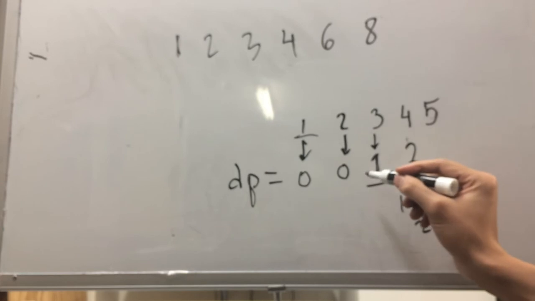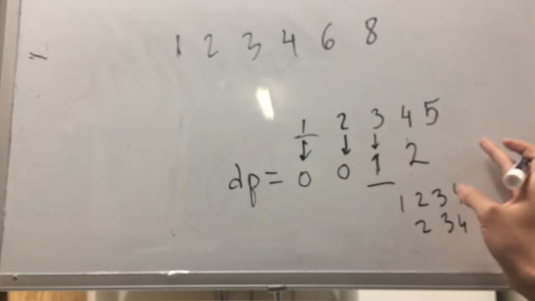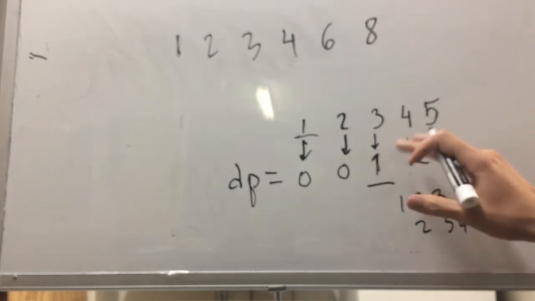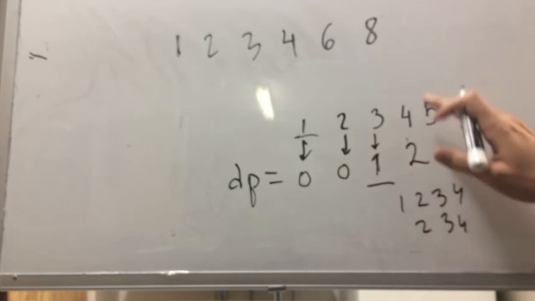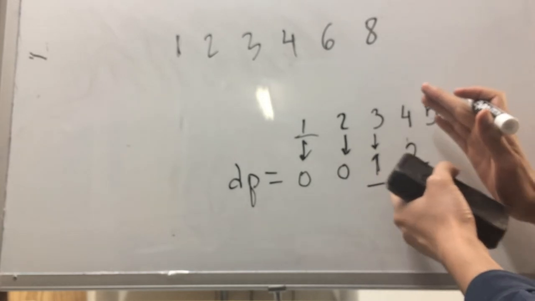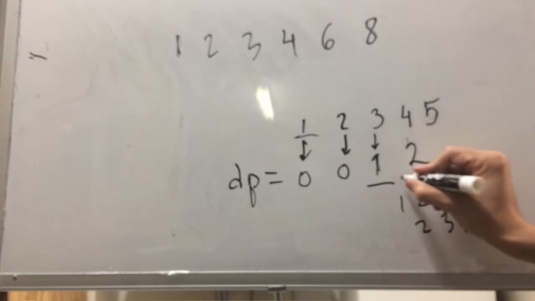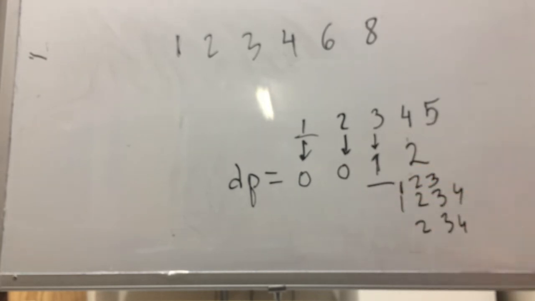To come up with all the possible combinations, we usually store them here, and at the end we just sum everything in the array. Currently there are 3, but at 4, that means there's 1 and 2, and there are 3 different combinations: 1, 2, 3, 1, 2, 3, 4, and 2, 3, 4.